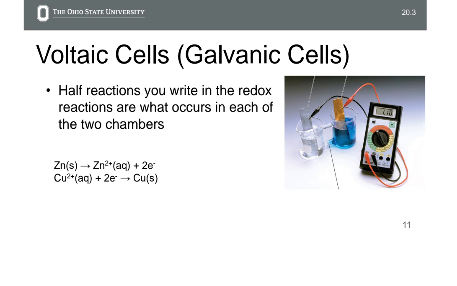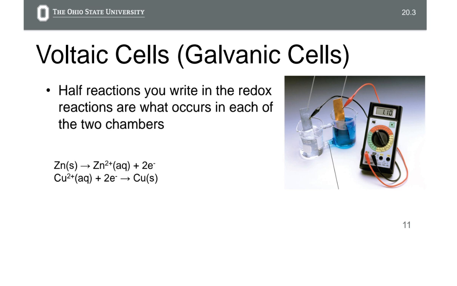And so it's really easy to see those two chambers. So for instance, we are going to have on the left zinc solid, which is this metal rod, oxidizing to form zinc ion, which is in solution. So this would be a solution of zinc chloride, and we'd be producing more zinc ion.